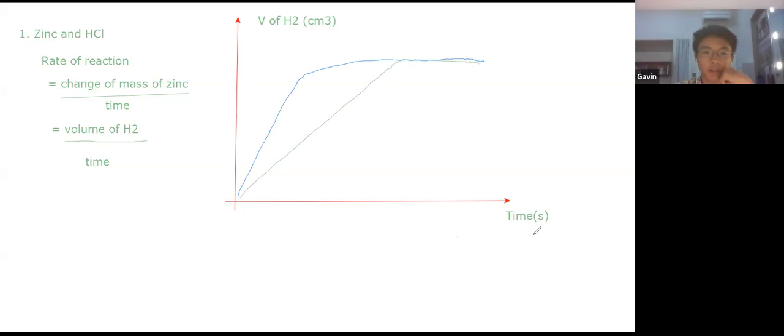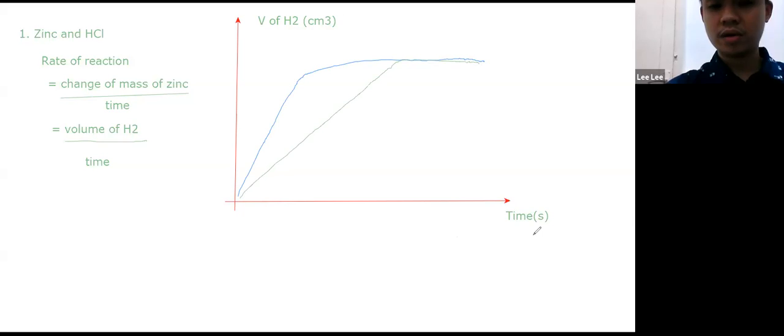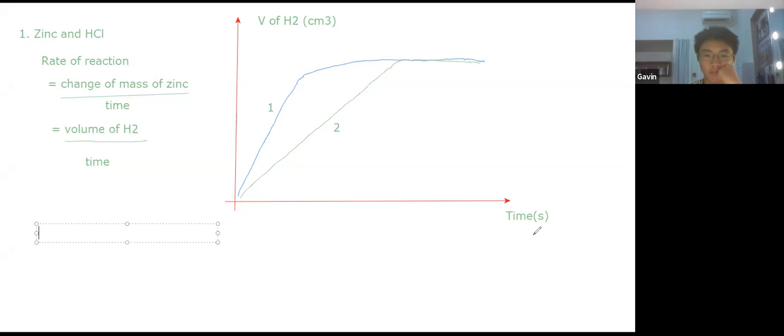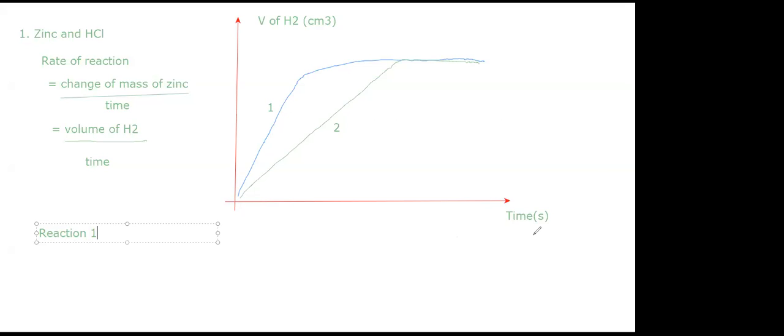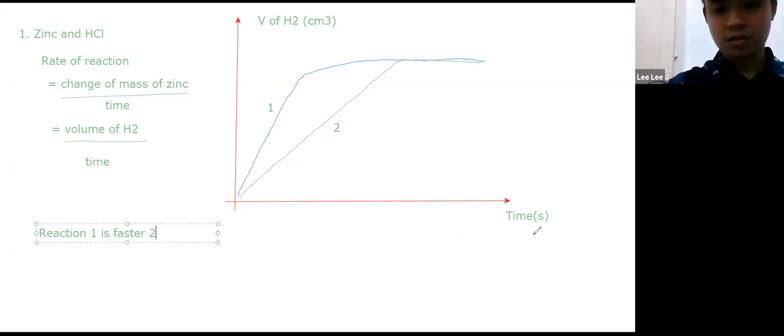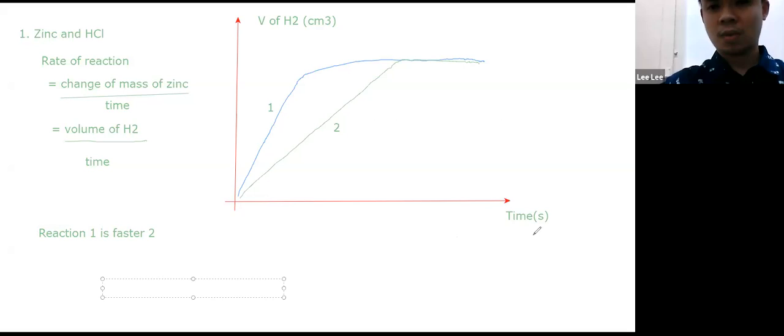Sir, shouldn't the line be curved because the surface area decreases over time? Rate of reaction, this one I'm going to discuss. Okay, so wait first. So now let's say this is number 1 and this is number 2. Which one is faster in your opinion? Number 1. Those who answer means you understand it. So reaction 1 is faster than reaction 2.